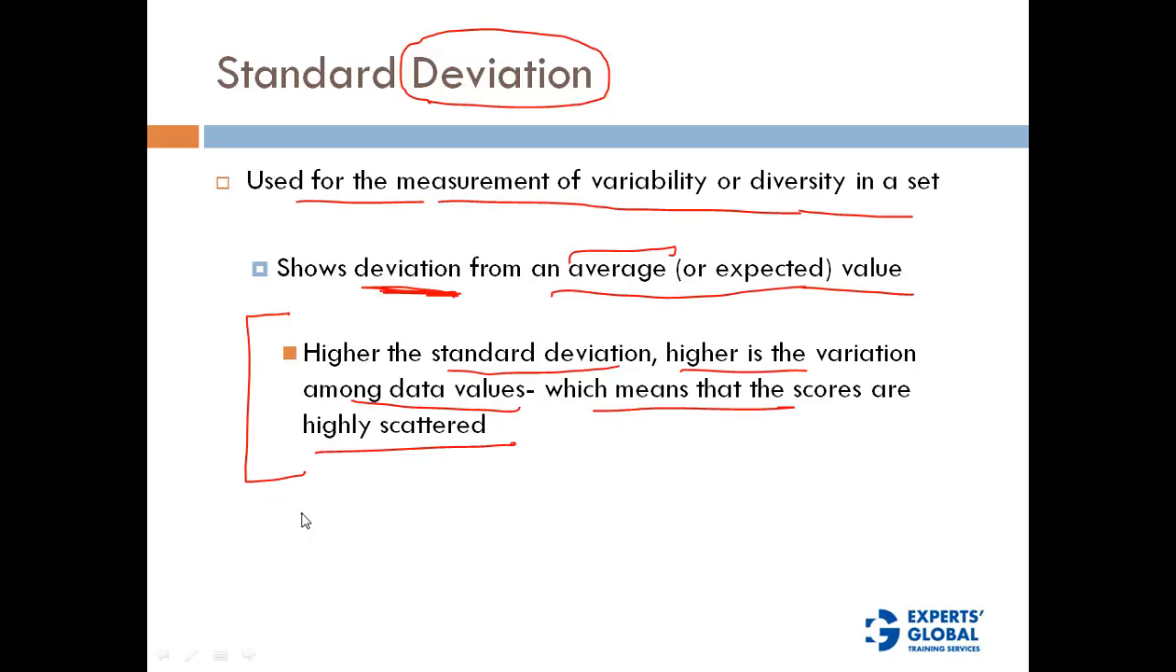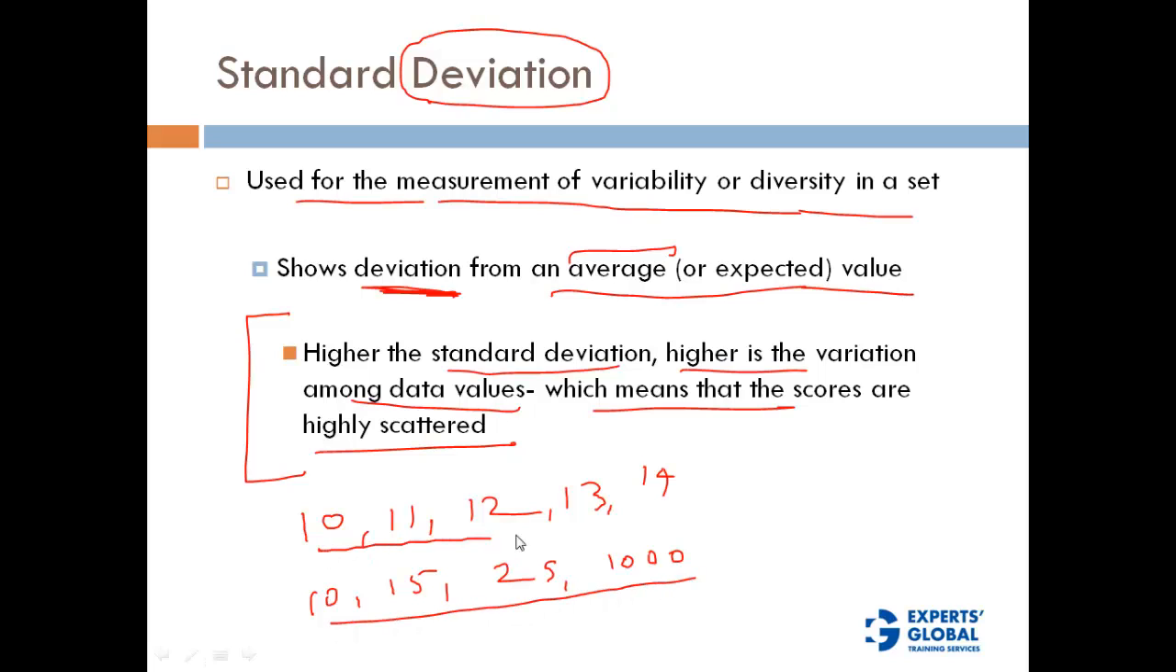For example, let's say 100, 10, 11, 12, 13, 14. This is going to have a small standard deviation as compared to a set like this: 10, 15, 25, 1000. You will see that the mean is going to be much higher in value there, whereas here the mean is going to be 12. There the mean is much higher, and individual values are also very, very far from that mean. So that set has a higher standard deviation, and this set has a low standard deviation.